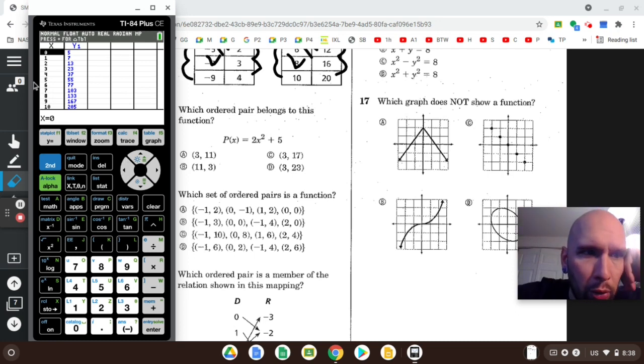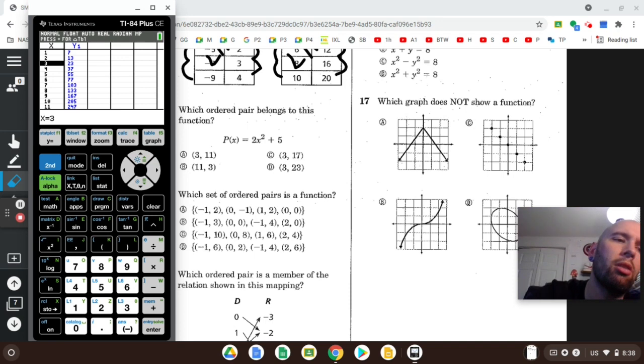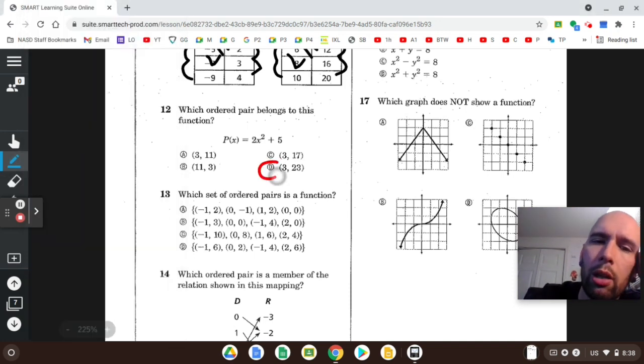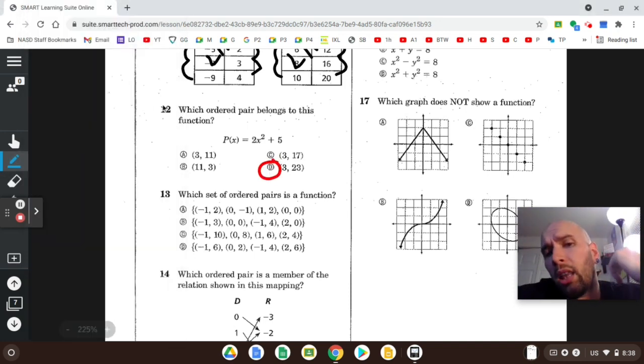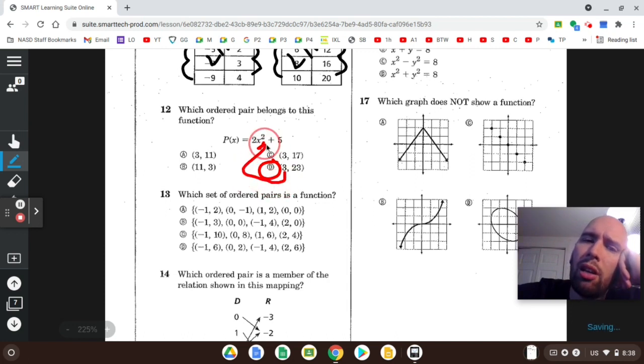And let me see, is it 3, 11? Let's go down to 3. Is it 3, 11? No. Is it 3, 17? No. Is it 3, 23? Yes. So the answer is 3, 23. Another way I could check that is I could plug 3 into x and do PEMDAS. 3 squared is 9, times 2 is 18, plus 5 is 23.